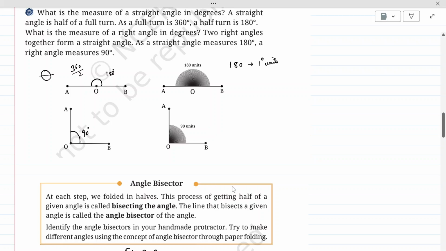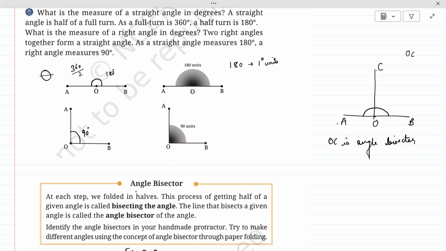Next, we have angle bisector. So, kids, what is an angle bisector? It is nothing but a line which divides the angle. So, supposedly, I'm taking this example only. We have a straight angle here, A, O, and B. I am using an angle bisector OC, which is dividing this complete angle into two parts. So my OC is called an angle bisector.